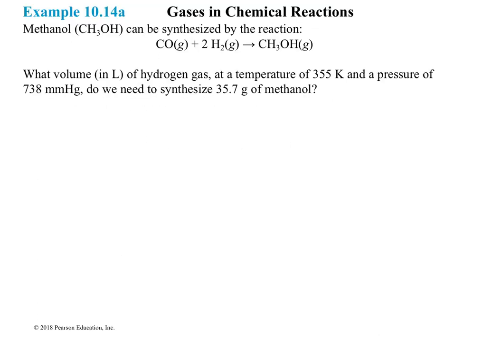This chemical reaction shows methanol being synthesized with carbon monoxide and hydrogen. With this ratio, what volume of hydrogen gas, so I want to know the volume of H2, at a temperature of 355 Kelvin and a pressure of 738 millimeters of mercury, do we need to synthesize 35.7 grams of methanol?